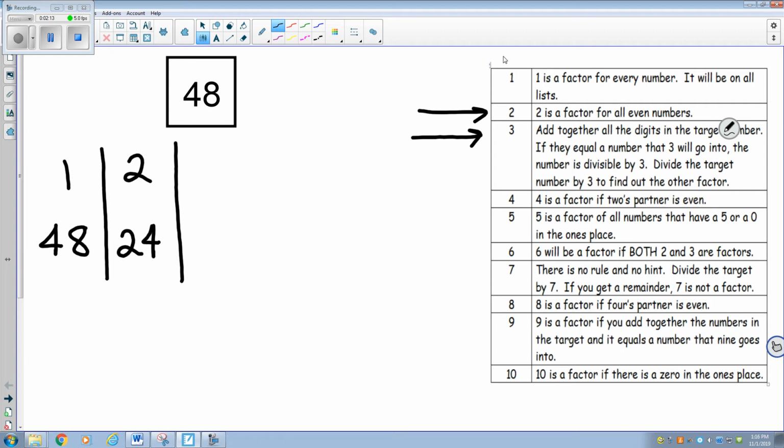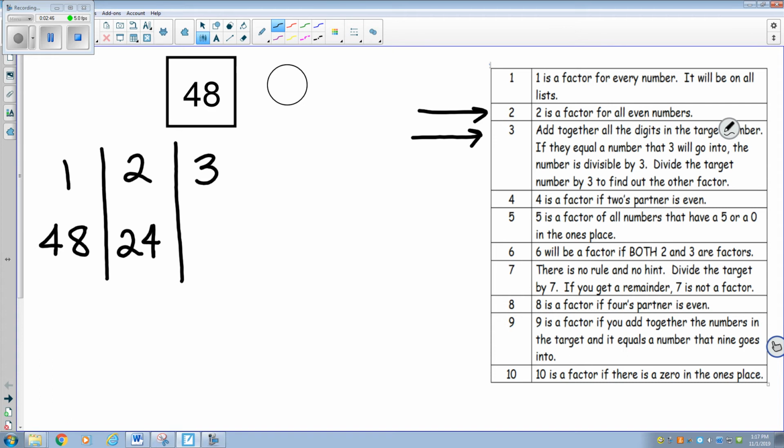And the rule for number 3 is kind of like a cool magic math rule. If you take your target number and add the digits together, so 48, 4 plus 8, and you get a number that is a multiple of 3, then the target number is also divisible by 3. So 4 plus 8 equals 12. Now, since 12 is a multiple of 3, that means that 3 is going to be a factor of 48.